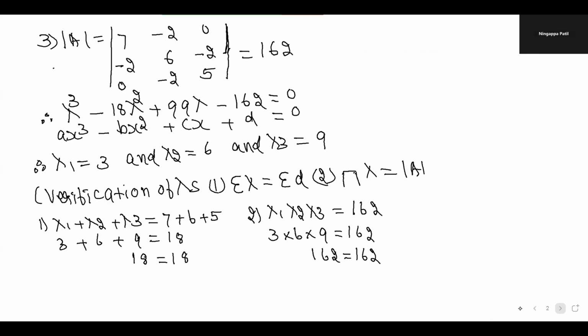Then next, third, the determinant of A. The determinant of the matrix 7 minus 2 0, minus 2 6 minus 2, 0 minus 2 5 equals 162. How to get 162? I am telling you. Look here. I am using the calculator 991 ES plus.